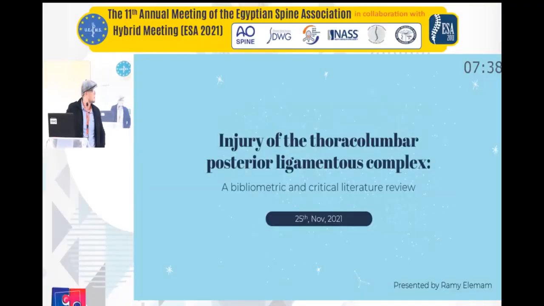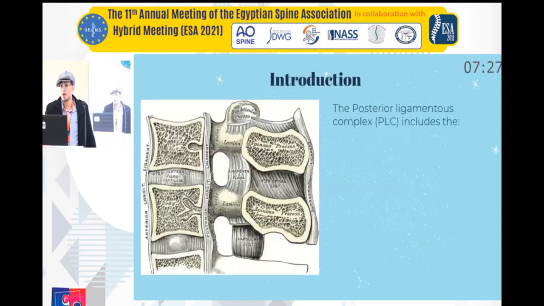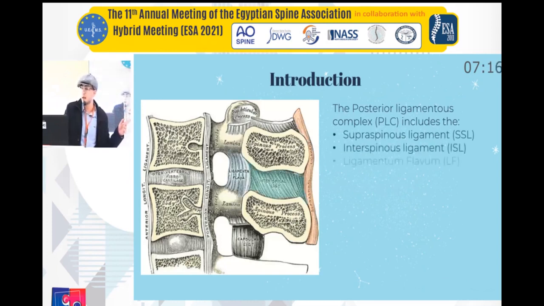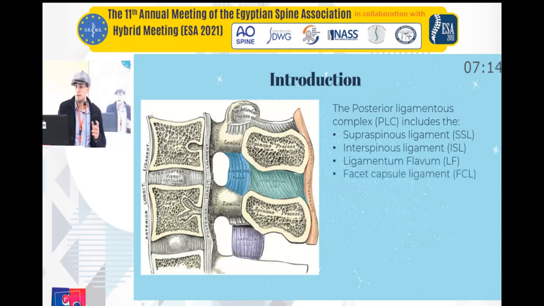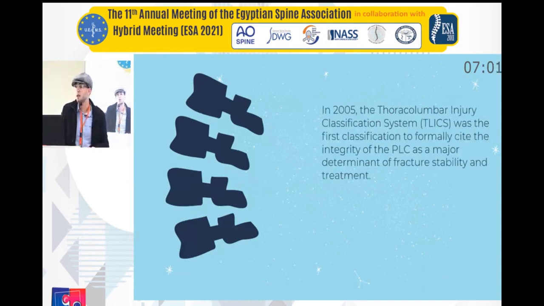I would like to start by talking about the injury of the thoracolumbar posterior ligamentous complex, a bibliometric and critical literature review presented by Rami Lima. First off, I would like to give a brief introduction about the posterior ligamentous complex, which is a complex of ligaments that include the supraspinous ligament, the interspinous ligament, the ligamentum flavum, and facet capsular ligament. The PLC protects the spine from excessive movement, and as such, its disruption can cause delayed kyphosis, chronic back pain, and it may benefit from surgery when injured.